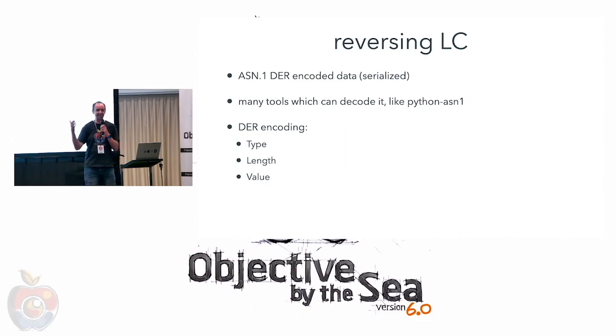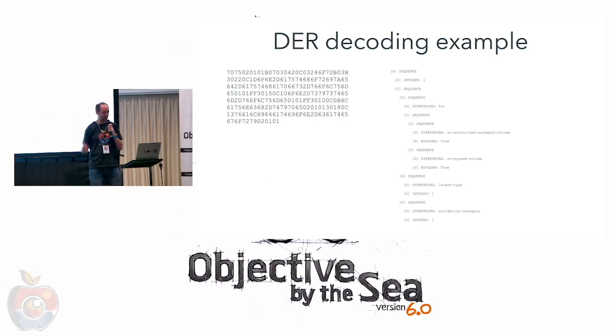It's basically a serialized encoding of structures or data into a binary format. There are many tools to decode it, like there are web tools, there is the Python ASN1 library, so you can just use them and put this structure in and decode it. But a very short crash course on DER. So it's a type length value encoding. First you have a type, then a length, and then the value. So let's try to reverse this hex stream into the stuff we see on the right.